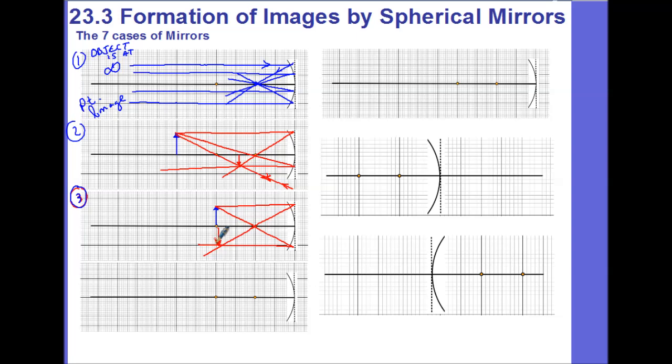It's almost like a plane mirror creating the exact same kind of image, except it's no longer virtual. It's over on this side. It's actually a real image. It's inverted, and it's at the exact same spot as the object is.